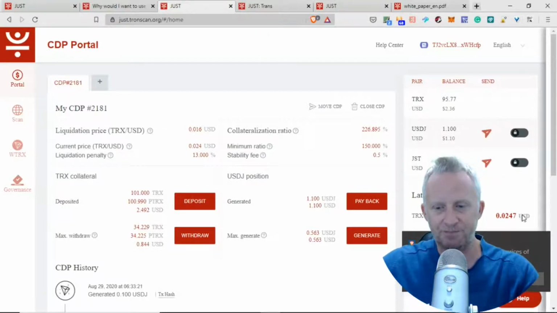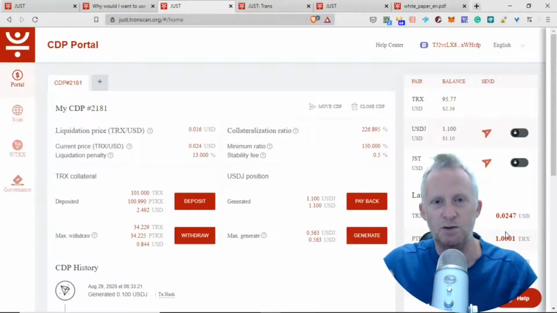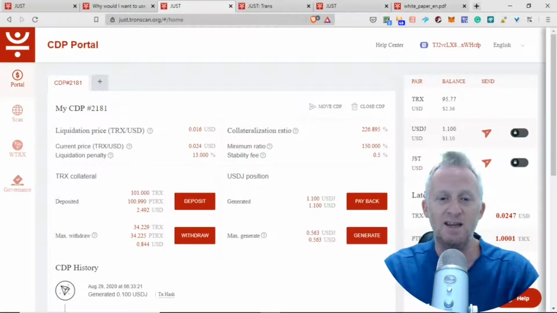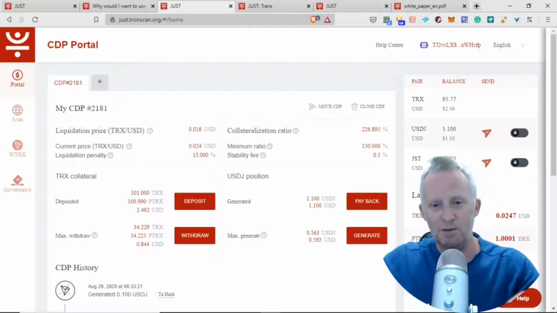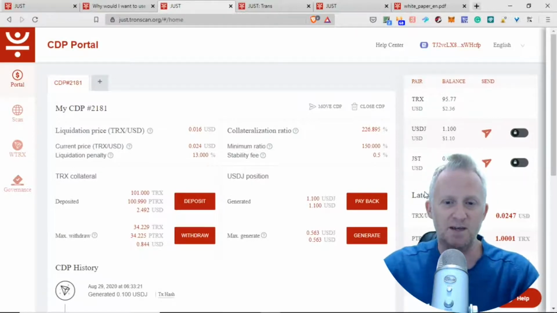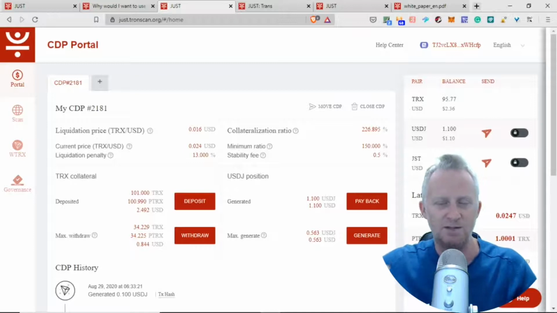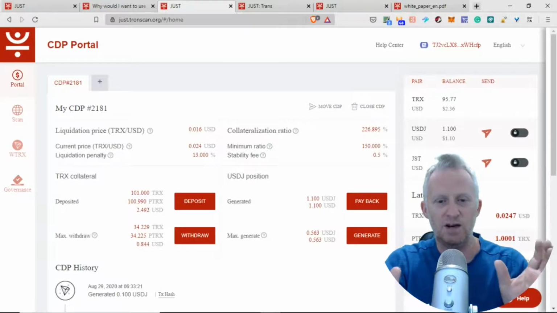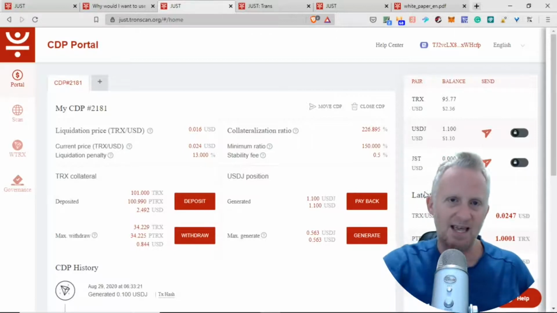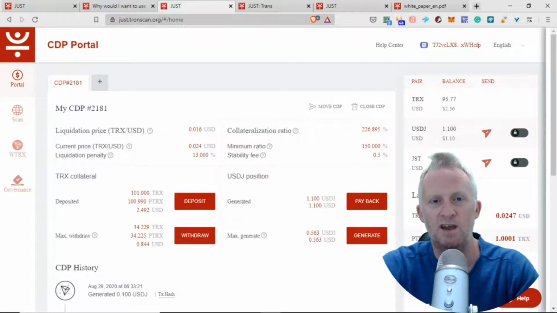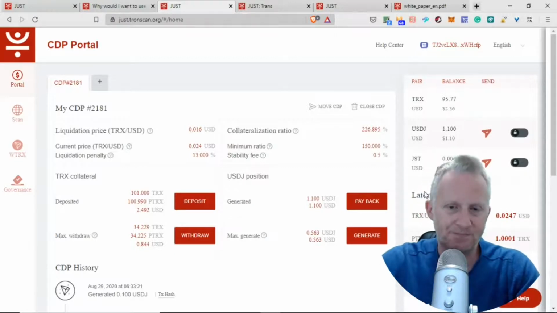So you can generate more money out of it, so you can speculate. But the thing is, always make sure that you keep your collateralization ratio higher than 150%, because if for some reason something happens on the market, and your collateralization ratio is barely kept at 150%, your CDP is going to be sold on the market, and you want to avoid this at any cost.